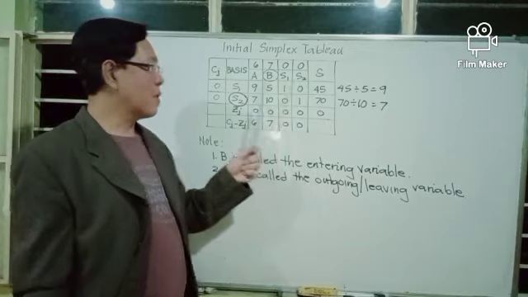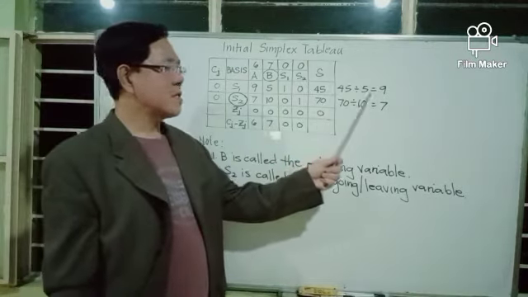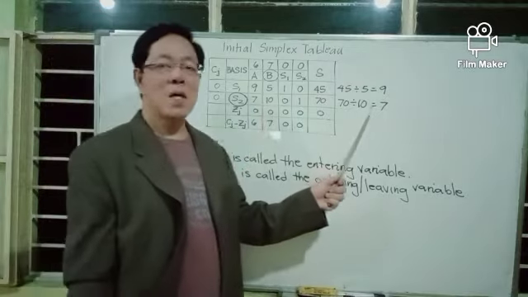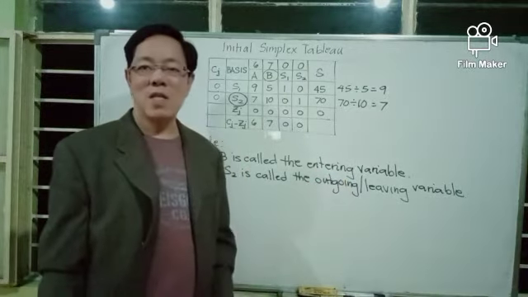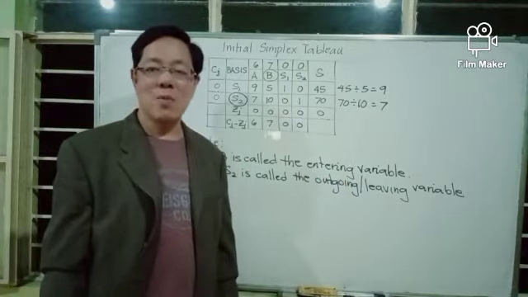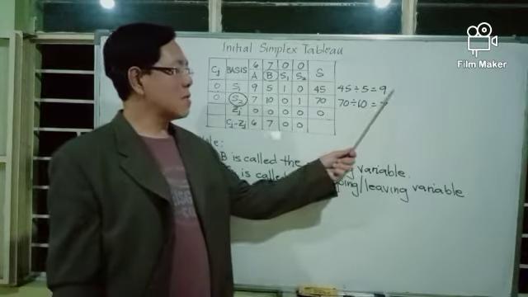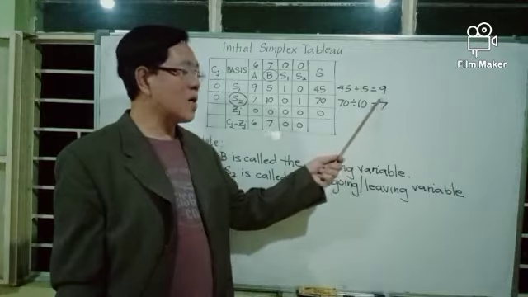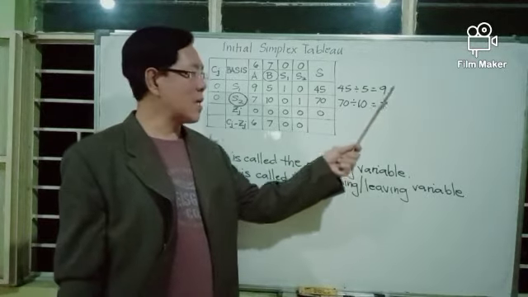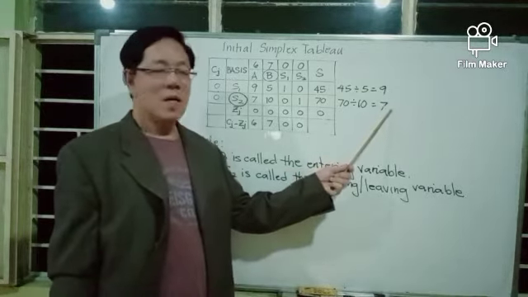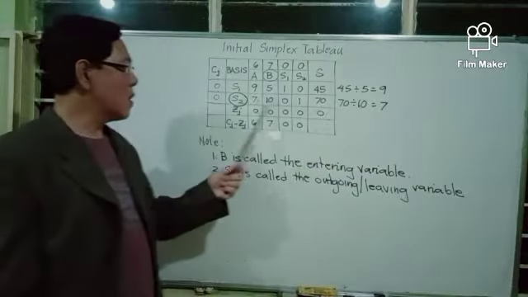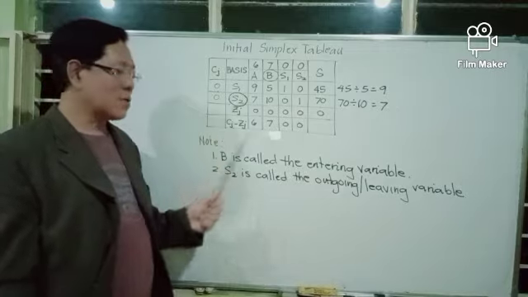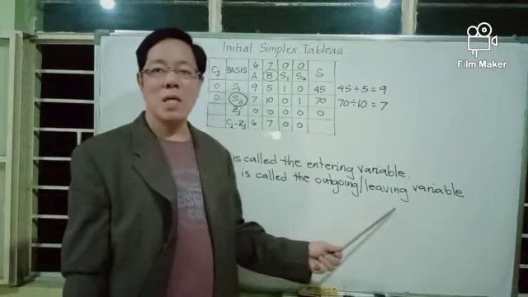We have 45 divided by 5 is equal to 9. 70 divided by 10 equals 7. And we select the smallest positive quotient. Since we only have two positive quotients, we select the smaller of the two, and the smaller between 9 and 7 is 7. And 7 is in the row of the slack variable S2, hence S2 is our outgoing or leaving variable.